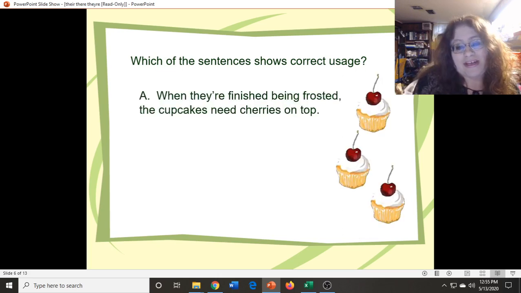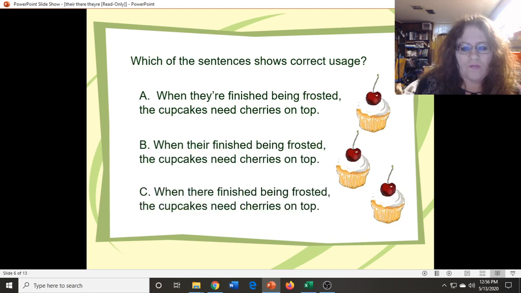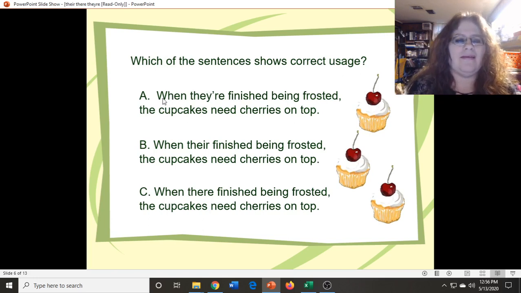When they're finished being frosted, the cupcakes need cherries on top. Okay, like I said, easiest thing to do is to go to the contraction they apostrophe re first and see if it's right. So let's do our test. When they are finished being frosted, the cupcakes need cherries on top.